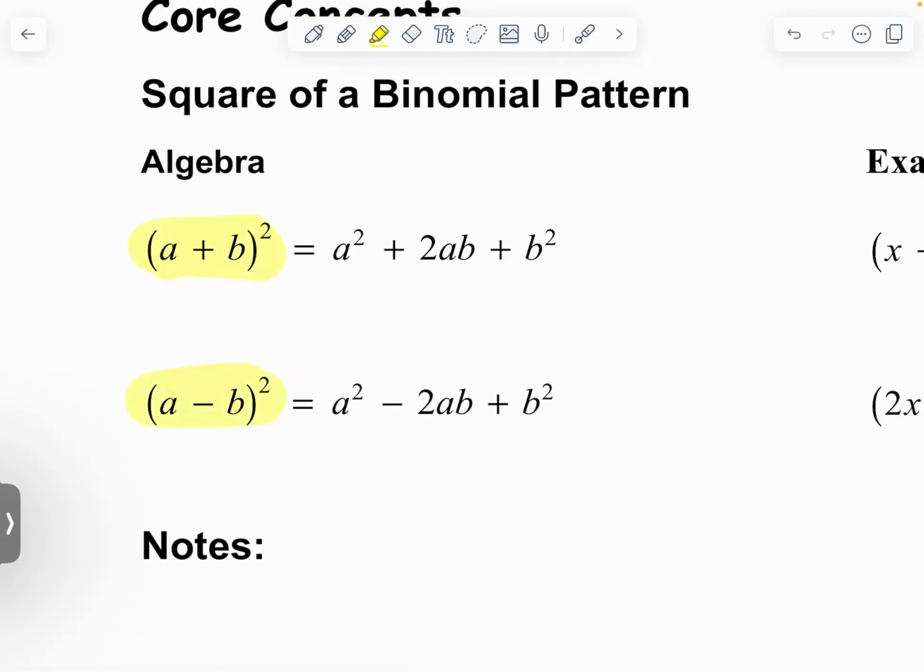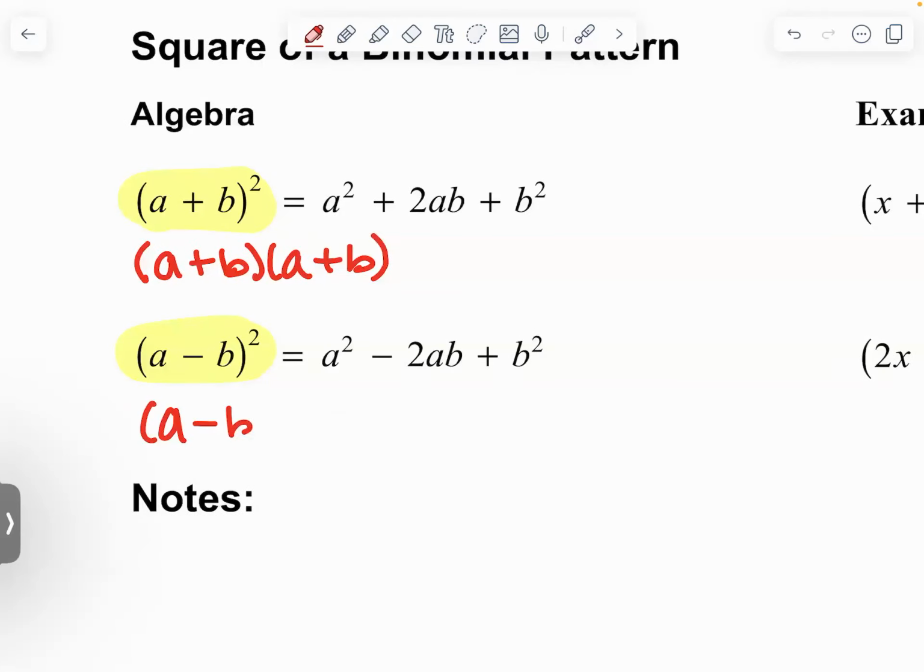If we have a binomial squared, a plus b squared means a plus b times a plus b. A minus b squared means a minus b times a minus b. If you don't rewrite them, you will get them wrong, because there will be three terms. It's only two terms, but when you multiply it out, you'll get a trinomial.